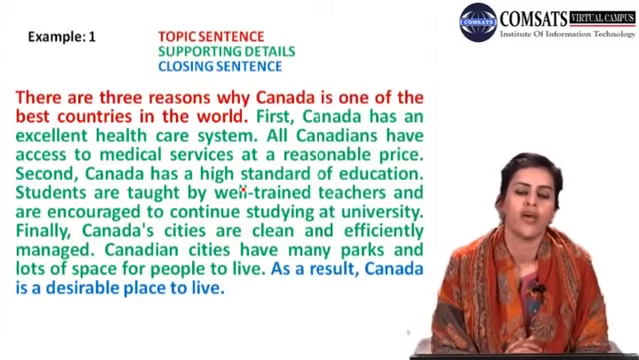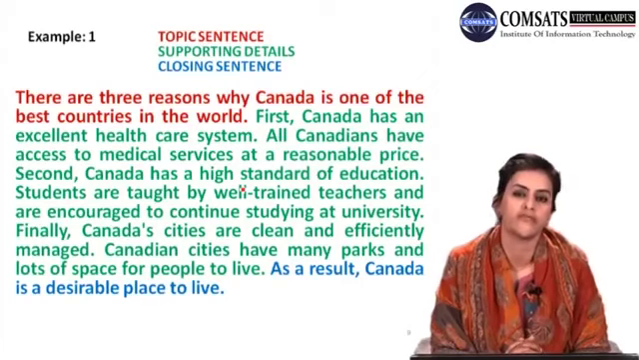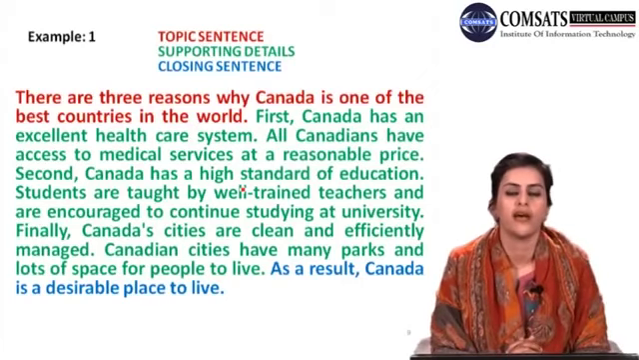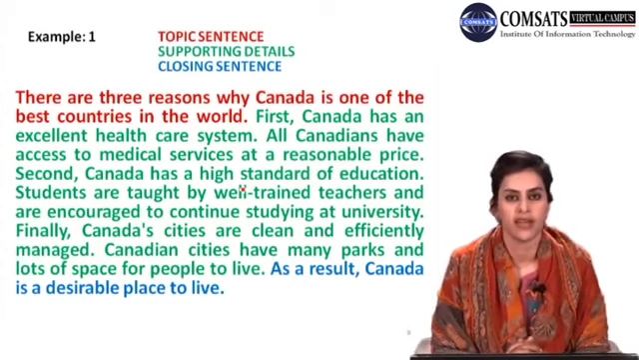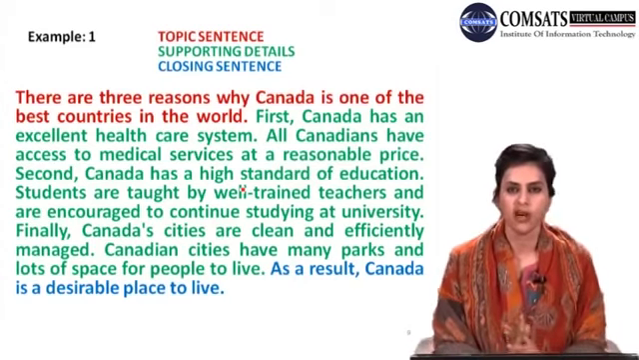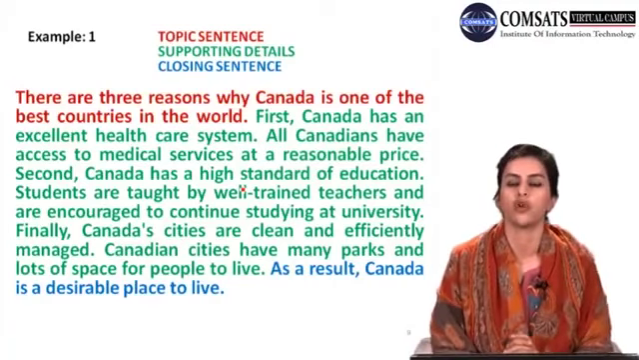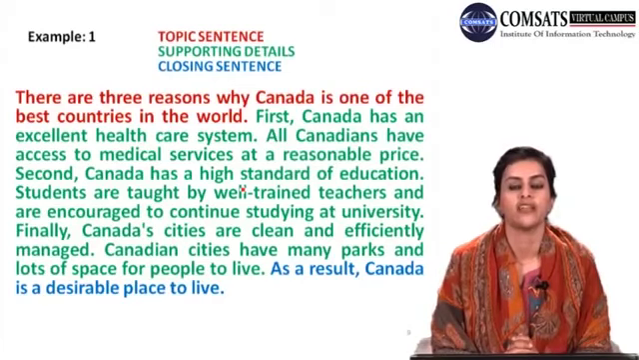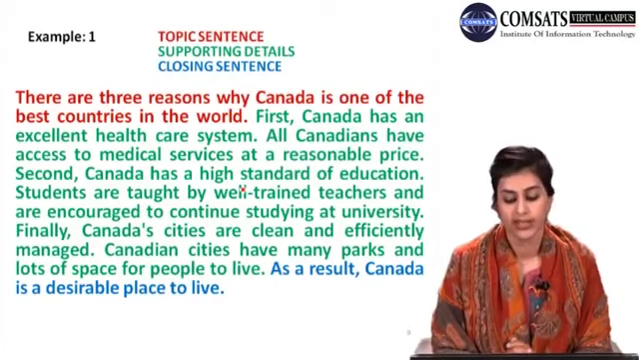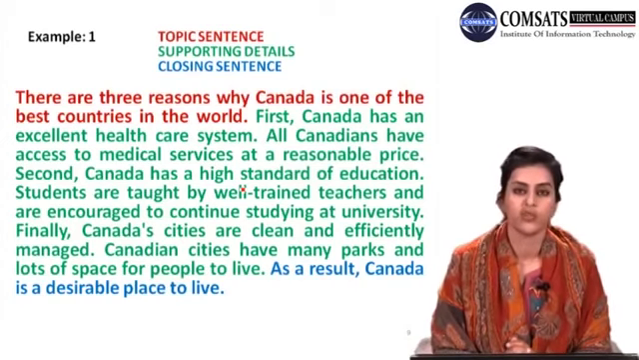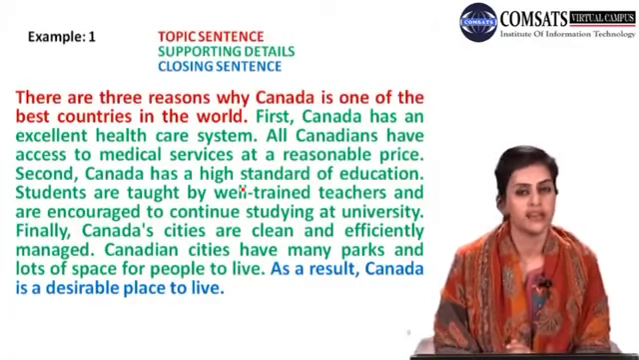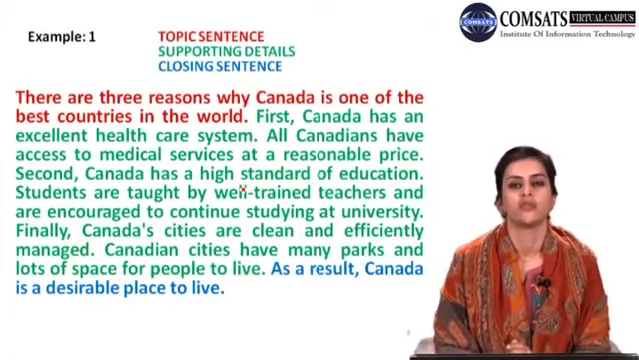So this is how the writer has proved through different logical examples and evidences why Canada is the best place to live. This is how you're supposed to write one paragraph: your topic sentence is supported by the details, and then your concluding sentence should conclude the whole paragraph in one go, saying as a result so and so, Canada is a desirable place to live. They wanted to prove that Canada is one of the best countries in the world, so they did it.